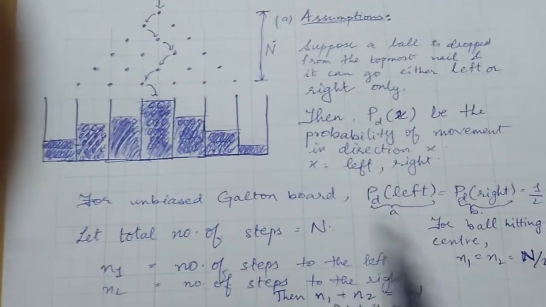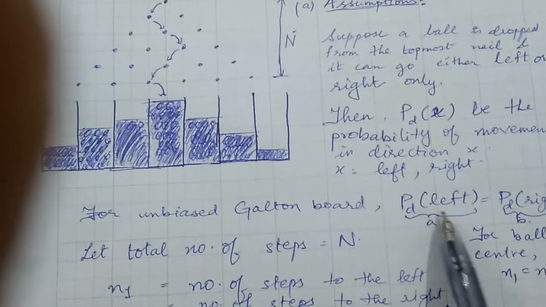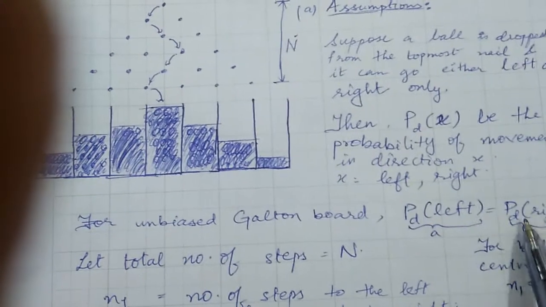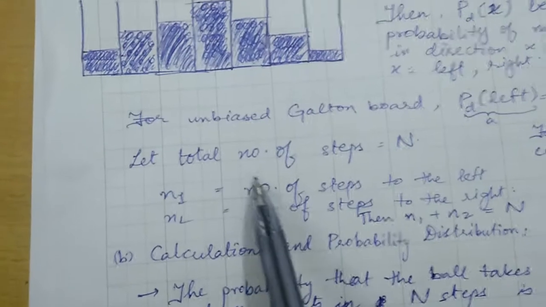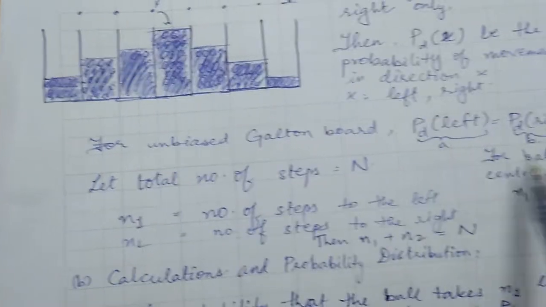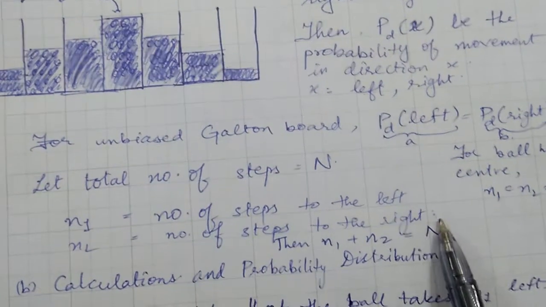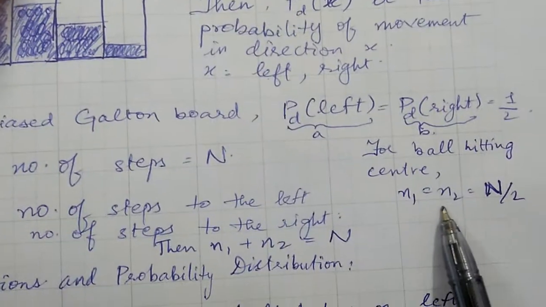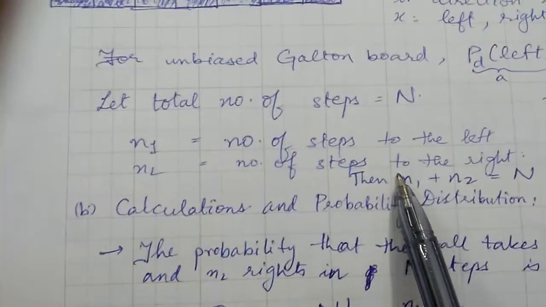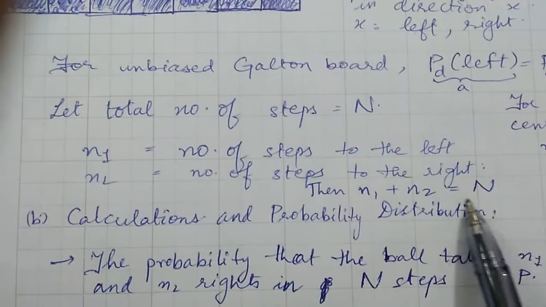Then for an unbiased Galton board, the probability of left, that is A, will be equal to the probability of right, that is B. That's gonna be half. Let the total number of steps be n, and let n1 be the number of steps to the left, n2 be the number of steps to the right, and then for the ball hitting the center, n1 equals n2 equals n by 2, and also for every case n1 plus n2 is going to be n.